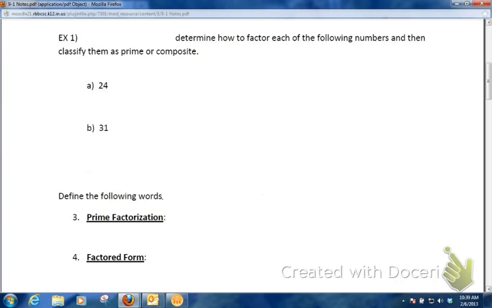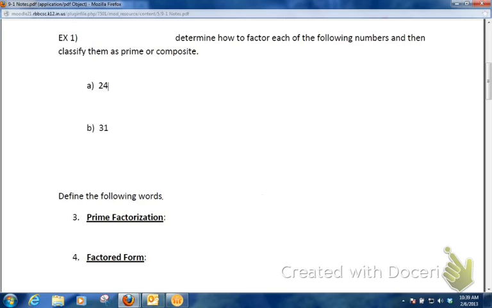So now we're going to do some examples here. Just 2 examples, and all we want you to do is determine how to factor each of the following numbers and then classify them as prime or composite. How to factor the numbers is kind of what I was just talking about earlier. You just list the things that will multiply to make the number at hand.